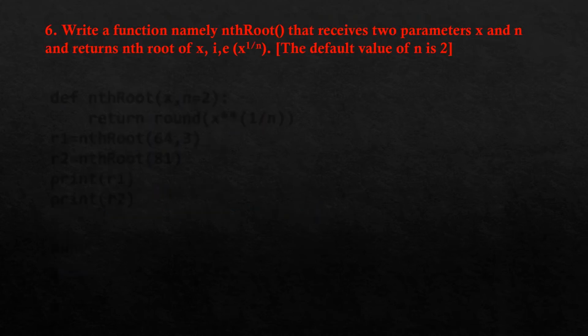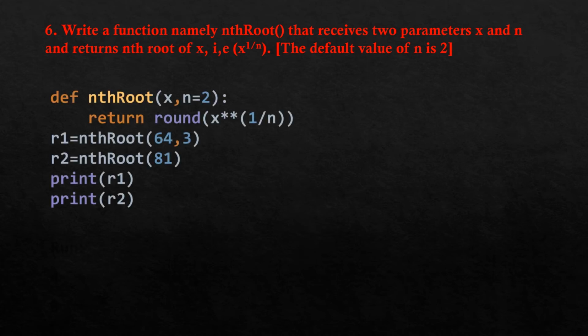Now in this program, we have to define a function named nth root that will receive two parameters x and n and return the nth root of x, that is x to the power 1 by n. Here the default value of n is 2. Now let's do this. We have defined a function nth root by passing two parameters x and n and by providing default value 2 for n, and it will return x to the power 1 by n. After calculating the nth root, it will return the value in a rounded form. Otherwise, we will get float values.